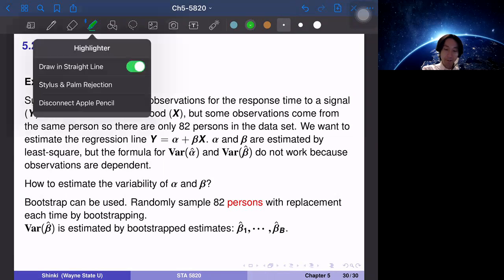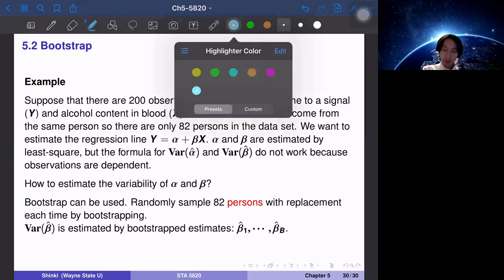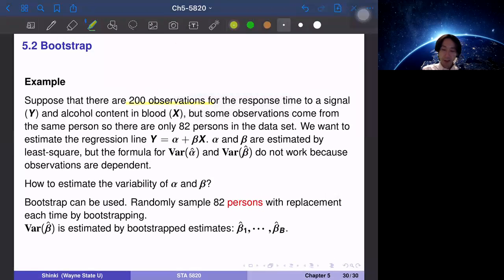So suppose that we have 200 observations for response time to a signal and the alcohol content in the blood. So basically, if people consume more alcohol, then they are slower to respond to a signal. And we want to fit the model y equals alpha plus beta x. But suppose that we only have 82 persons. So some people are measured repeatedly, maybe 3 days in a row, but some people are just measured once.